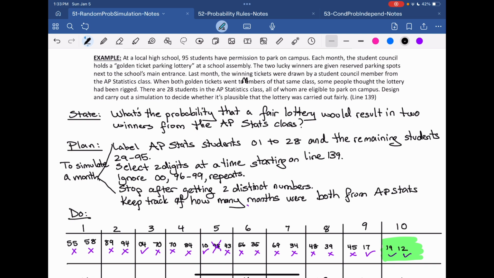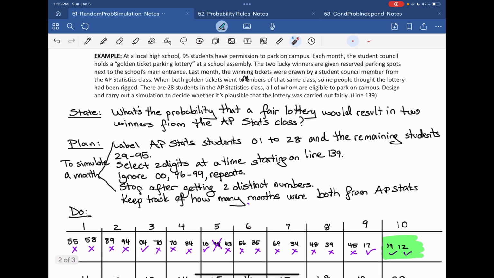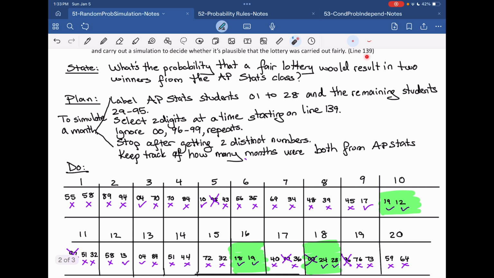Some people thought the lottery had been rigged. There are 28 students in the AP Stats class, so they're saying design and carry out a simulation to see if it's plausible, as in possible, that the lottery was carried out fairly. And they're using line 139 in the random digits table. If that was not specified, you would pick any line yourself, but they specified it in this question, so we should all get the same answer.